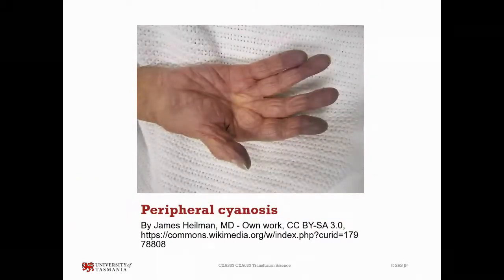And so this is an example of peripheral cyanosis. So you can see that the fingers can get quite blue.